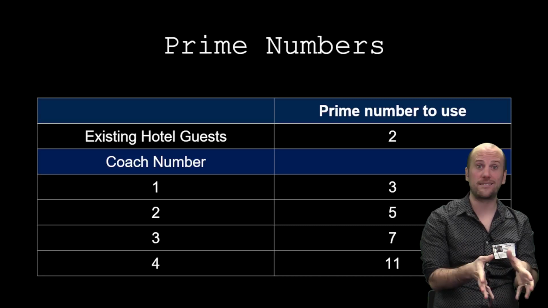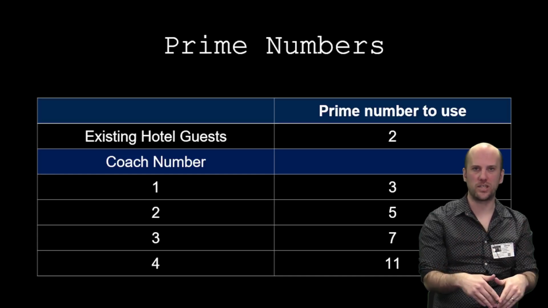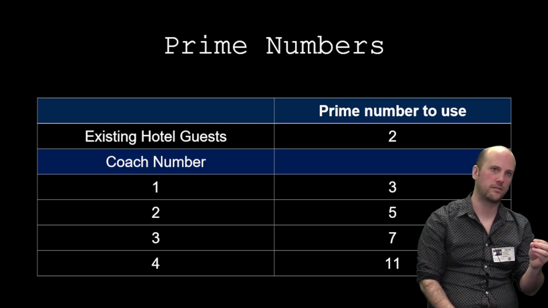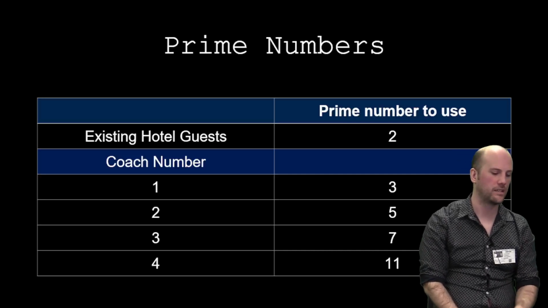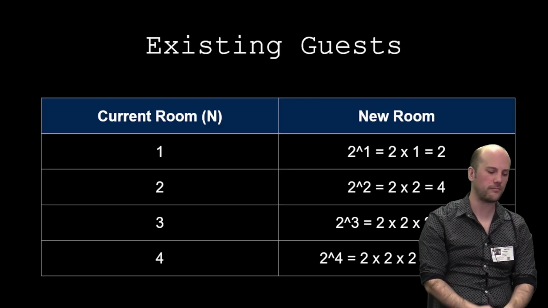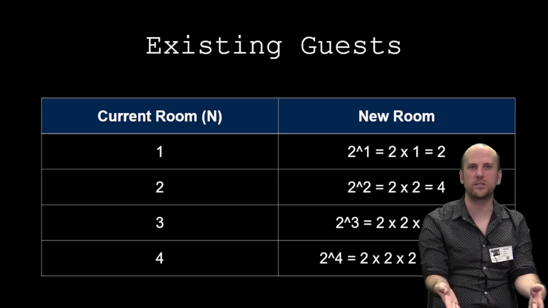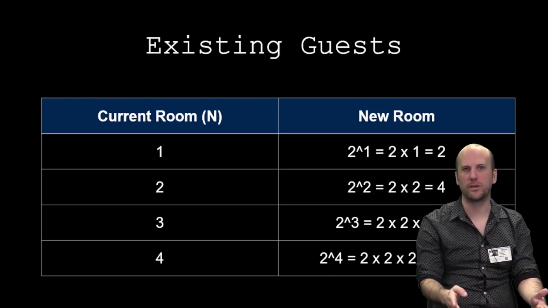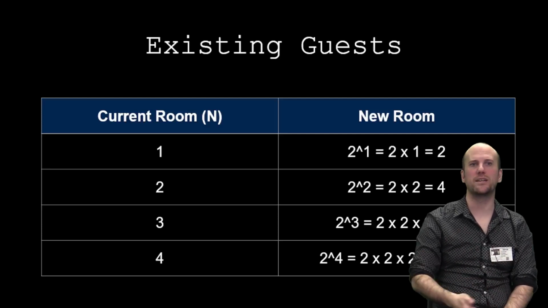So you assign the existing hotel guests the first prime number, which is 2. And then for each of the subsequent coaches, you give them the next prime number. So the first coach gets the second prime number, which is 3. The second coach gets the third prime number, which is 5, and so on. You then take, for the existing guests, their current room number, and you multiply their prime number, which is 2, by itself the number of times equal to their room number. So for the person in room 1, the first prime number 2 multiplied by itself once is 2. For the person in the second room, you take 2 multiplied by itself twice, 4, and so on.